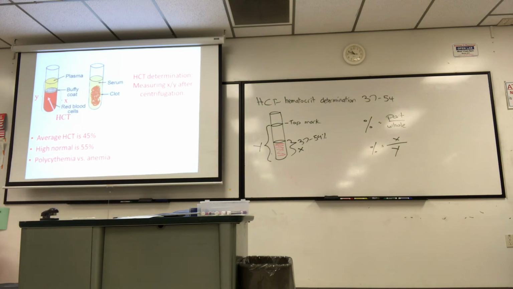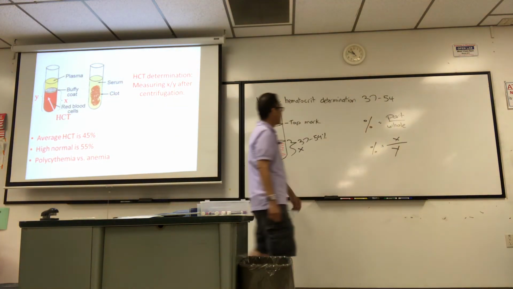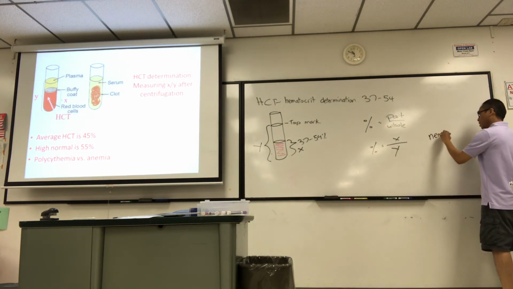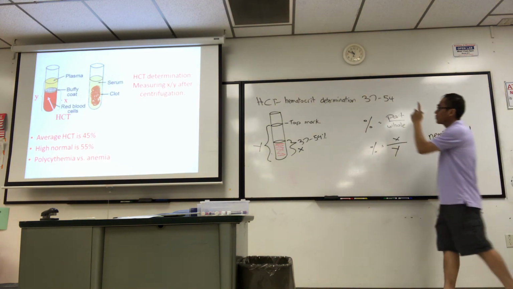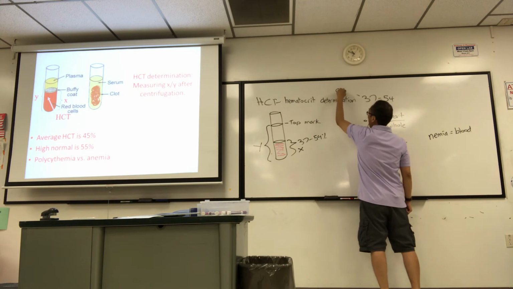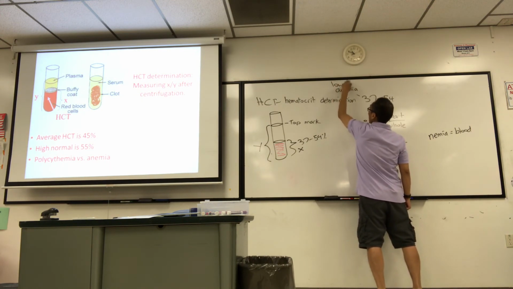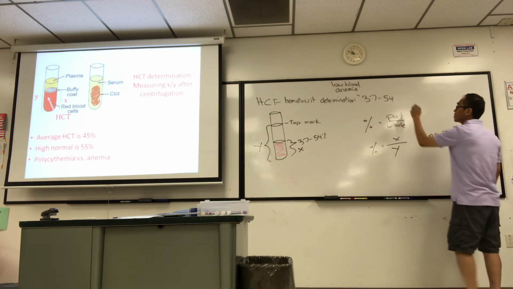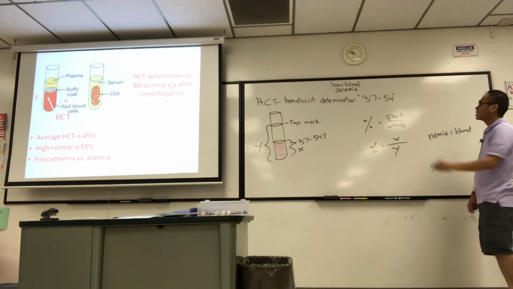So let's say you want to dig a little deeper. You can do other things. Let me define these terms here. You may not know that anemia actually means blood. So if you're less than 37, anemia means low blood. If you're greater than 54, call it polycythemia.